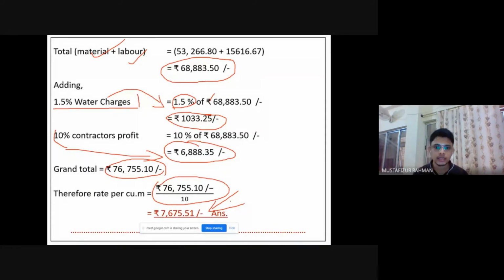This was for PCC in a given rate. Then this will be different for 1:2:4 concrete. This is going to be different for reinforced concrete, because there we have to do the calculations for reinforcement also, right? Okay, so that's the way we will go forward.